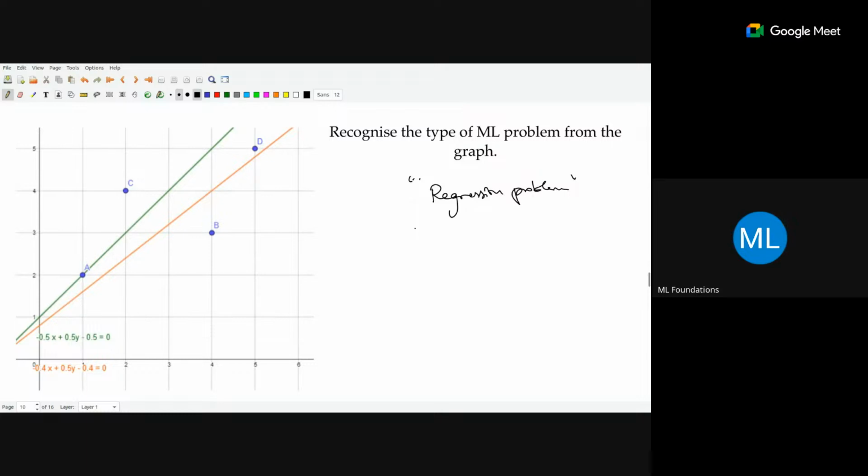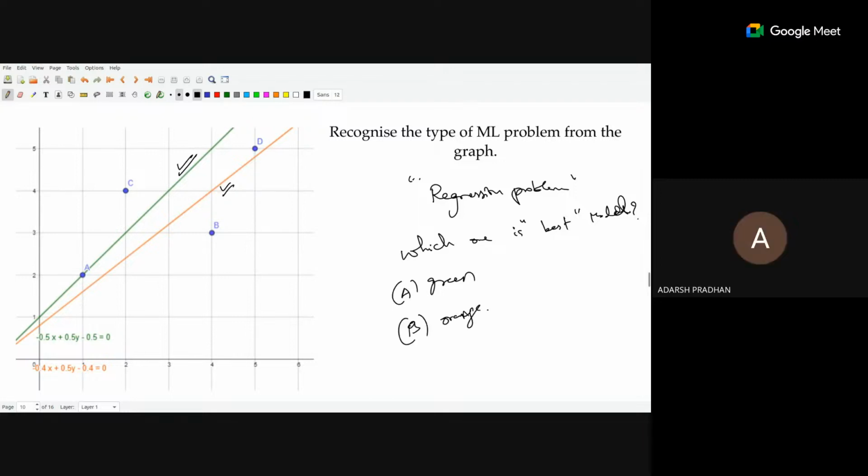and our goal is to identify which line is the best, or which model is the best. Which one is the best model, the green or the orange? Sir, the orange one, because it gets close to the most number of points. By looking at the graph, it looks orange, and you can also plot the points.